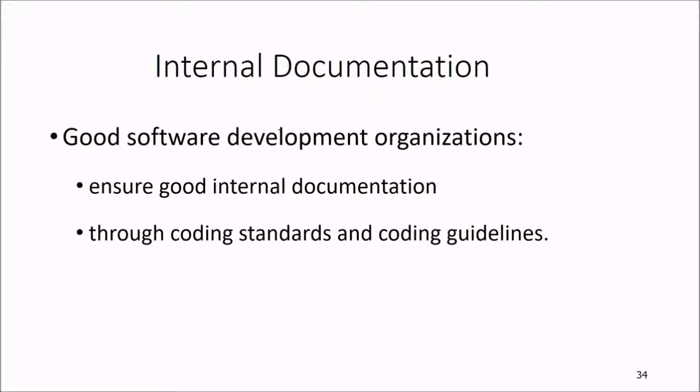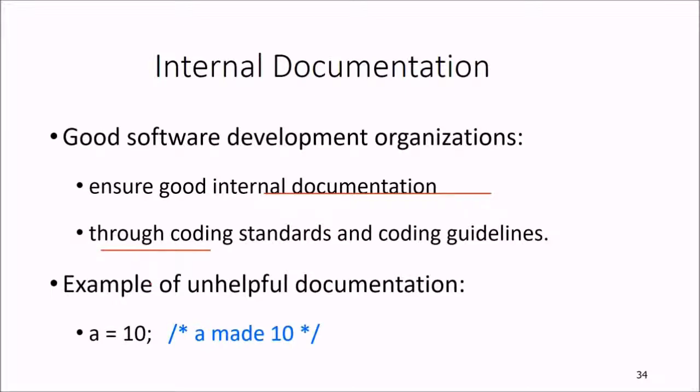If you have a good software company, then you must ensure good internal code documentation, and you also have coding standards and coding guidelines. Just follow this. For example, an unhelpful documentation is like this: a is equal to 10, a made of 10. What does this comment mean? This means nothing. It will not be understandable or helpful in any way.